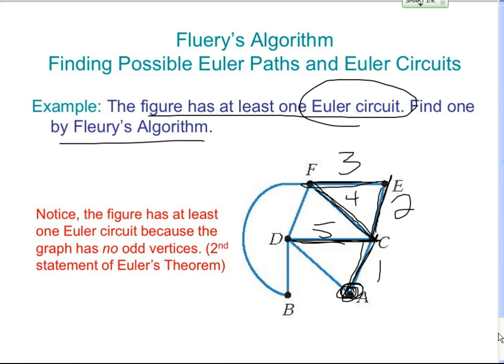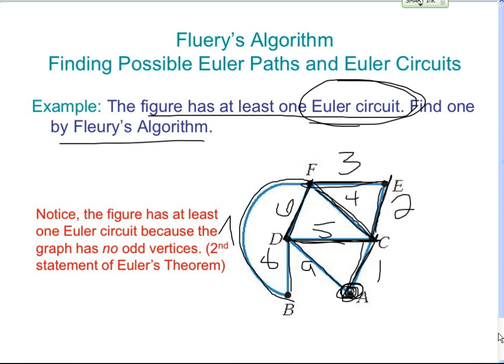From here, I can either go to A, to B, or to F. I don't want to go to A because I want to end up at A. So I want to make that my last edge. So let's go, I don't know, let's go to F. I don't have any choices now for F, so let's go to B and to D and then to A.